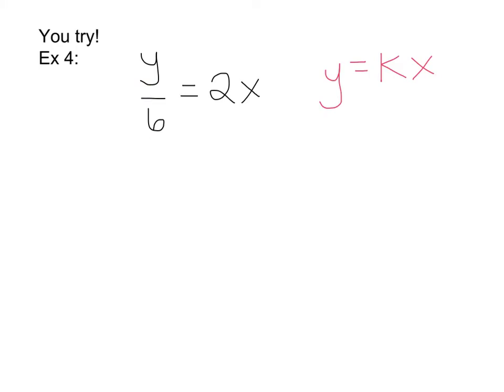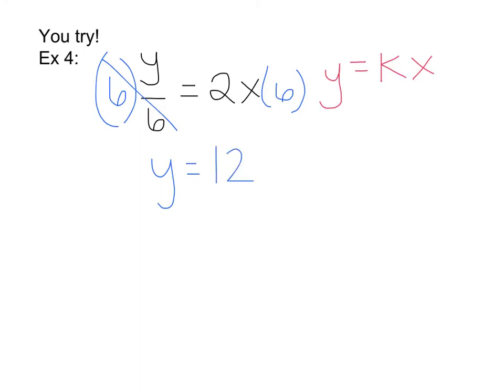So to get rid of the 6 in the denominator, I need to multiply both sides by 6. So that gives me y equals, and then 2x times 6 gives me 12x. And is this in the form y equals some number times x? And I hope you said yes. So that makes this a direct variation.